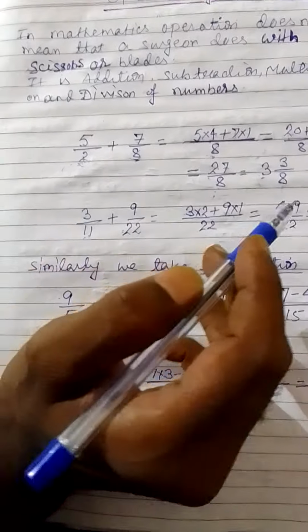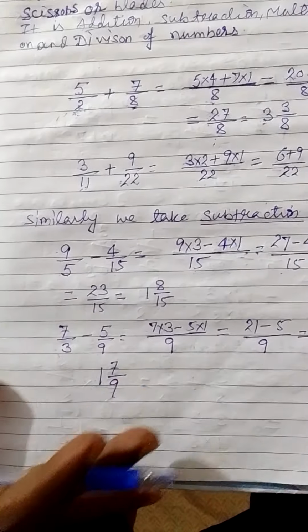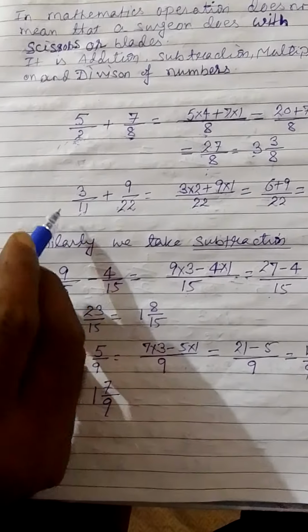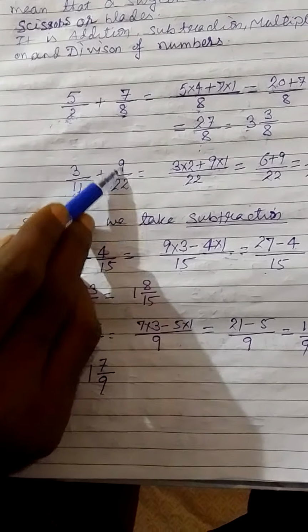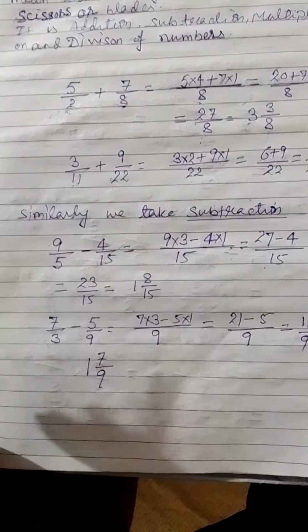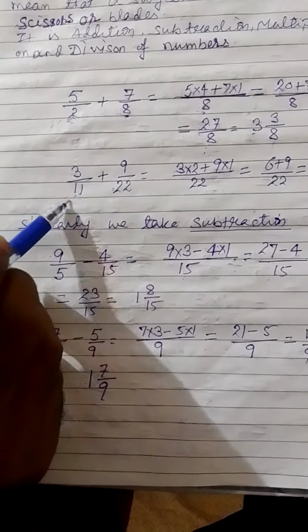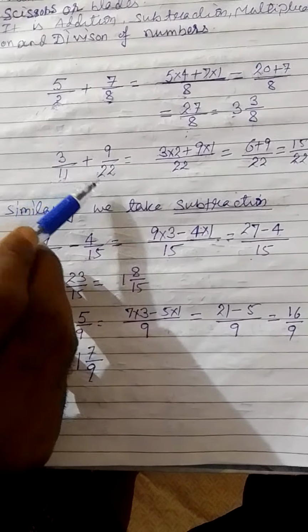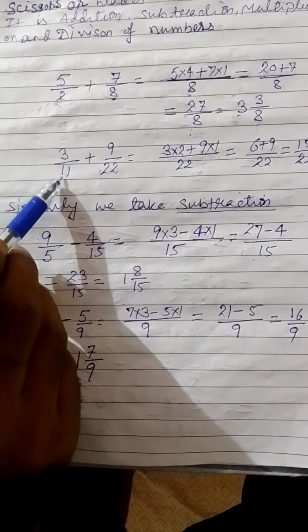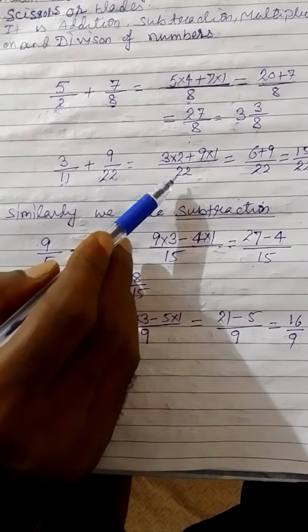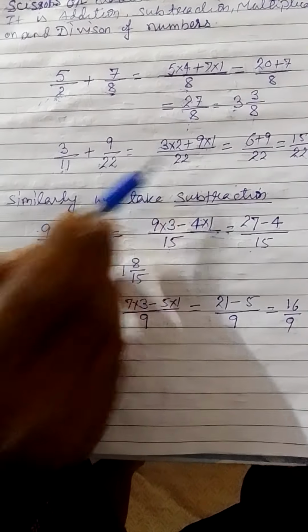How do we add a fraction? Let us take one more example for your better understanding. Let us take the fractions 3 by 11 plus 9 by 22. These two fractions have to be added. So how do we add? We again take the LCM of 11 and 22. The LCM is 22. Again we divide 22 by 11.